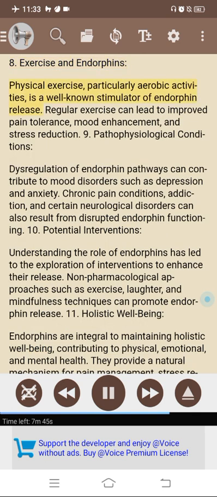8. Exercise and endorphins. Physical exercise, particularly aerobic activities, is a well-known stimulator of endorphin release. Regular exercise can lead to improved pain tolerance, mood enhancement, and stress reduction. 9. Pathophysiological conditions. Dysregulation of endorphin pathways can contribute to mood disorders such as depression and anxiety. Chronic pain conditions, addiction, and certain neurological disorders can also result from disrupted endorphin functioning.